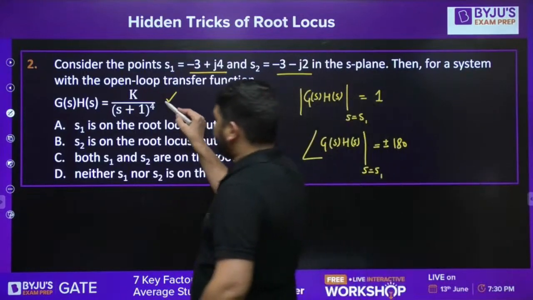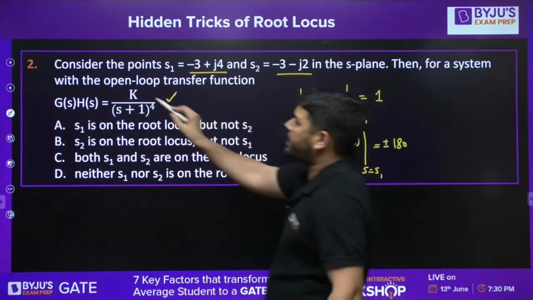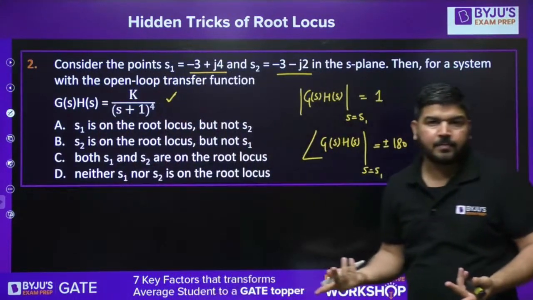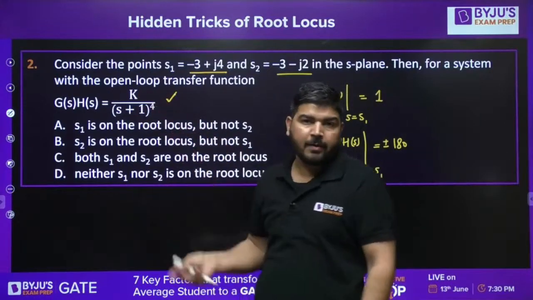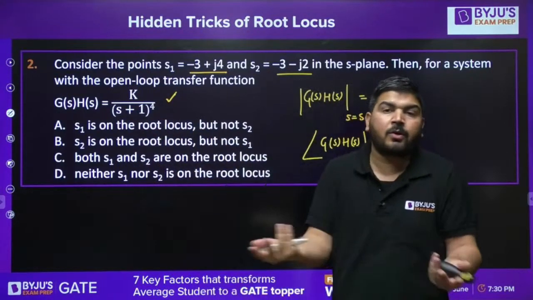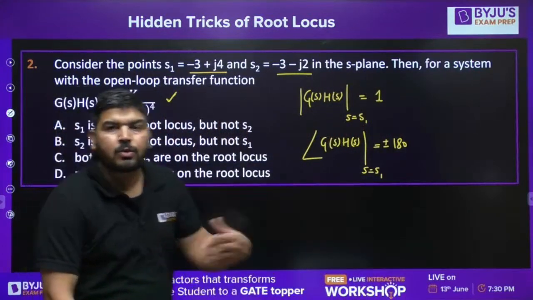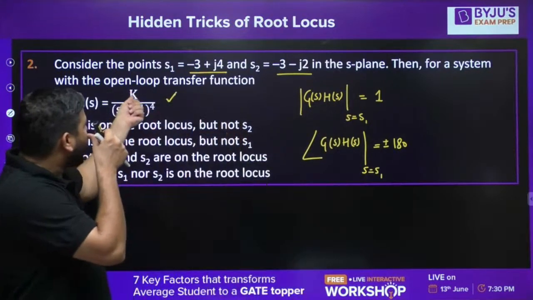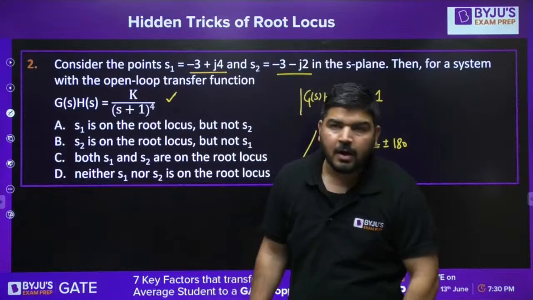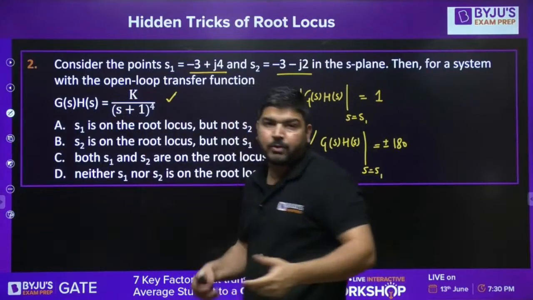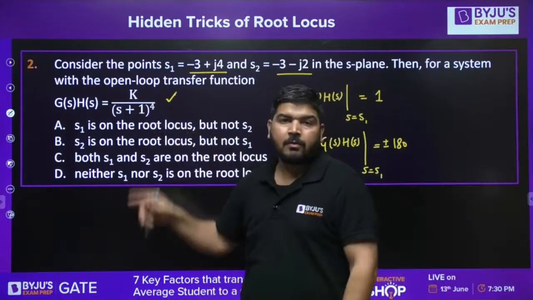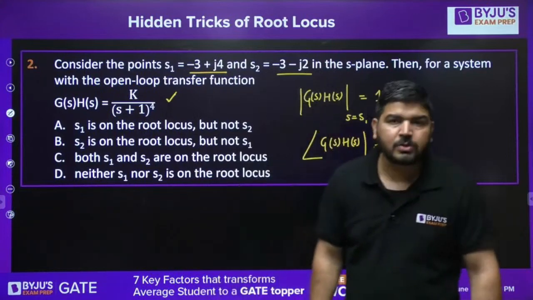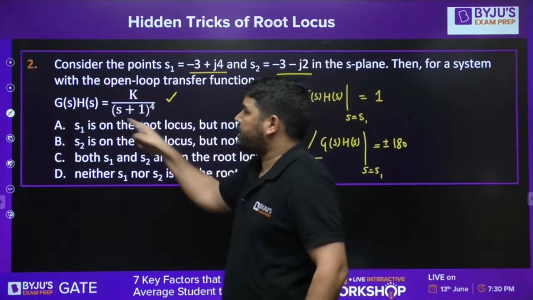Now, if you look at this point, you cannot apply the magnitude condition. Why? Because this k is unknown. At any point, this magnitude condition will be satisfied, because you can take a value of k such that the magnitude becomes 1. It means you cannot analyze whether the point lies on the root locus using the magnitude criteria, because k can always make the magnitude equal to 1. Whatever the magnitude of the denominator, you can take the same magnitude for k, and the magnitude will become equal to 1 for some value of k. It means this criterion cannot be used, so the phase criterion has to be used to find which point lies on the root locus.